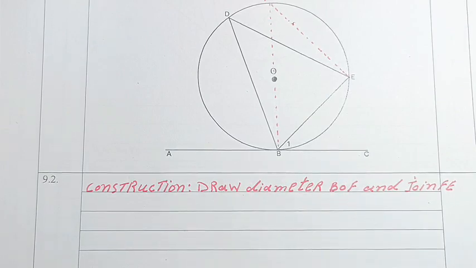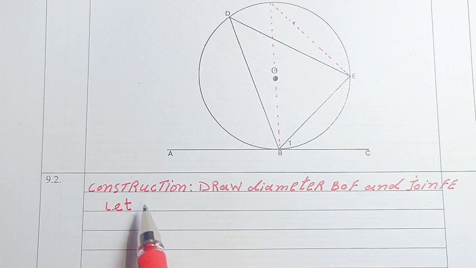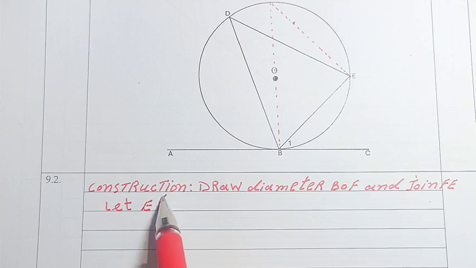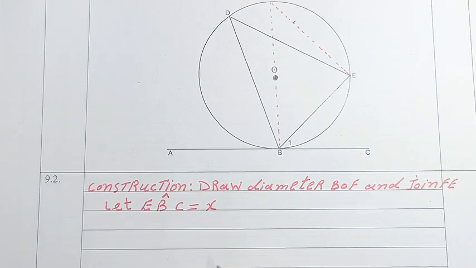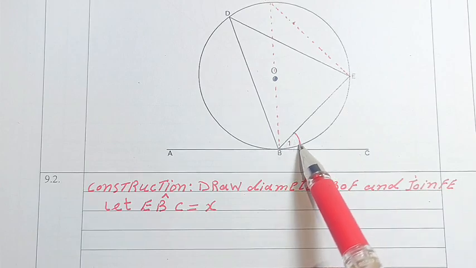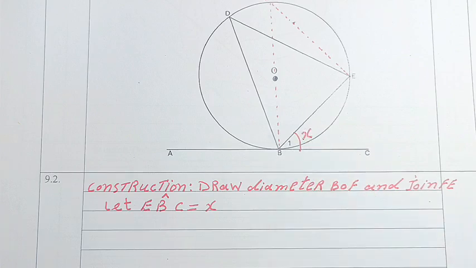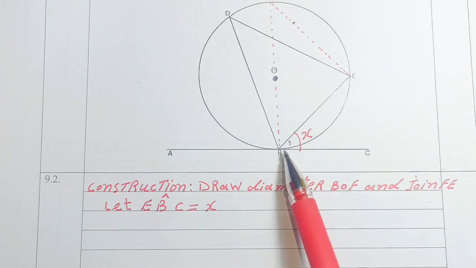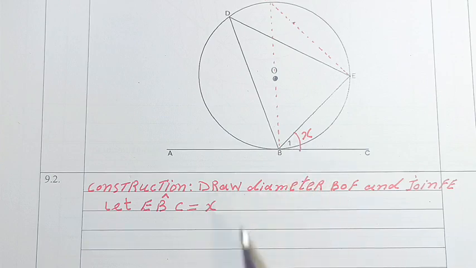Now let angle EBC be equal to x. So EBC, this angle B1, is equal to x.